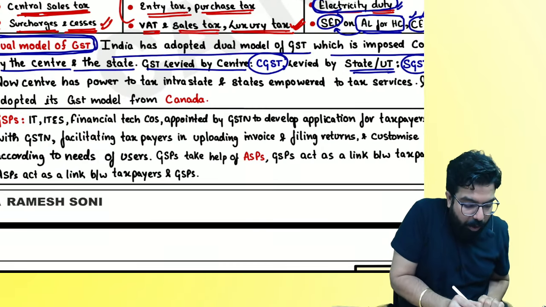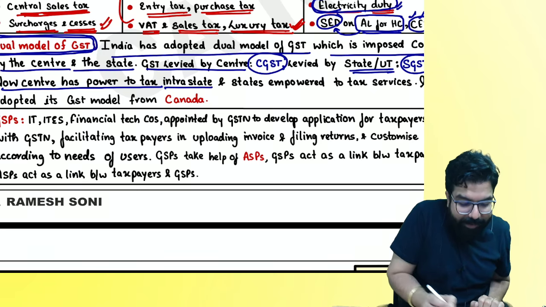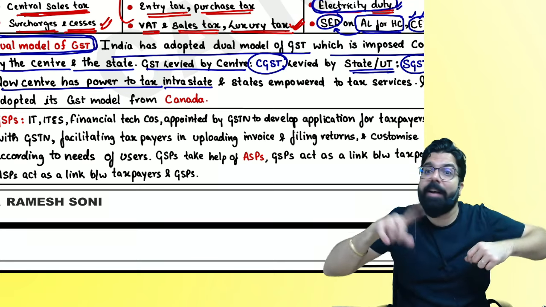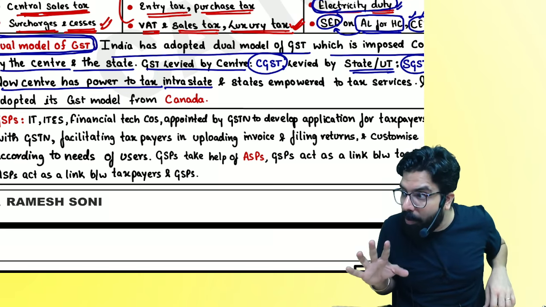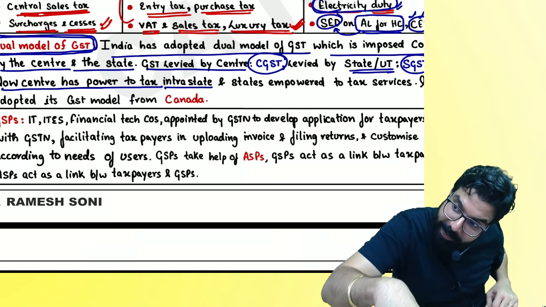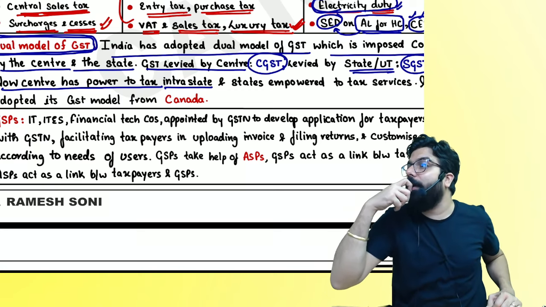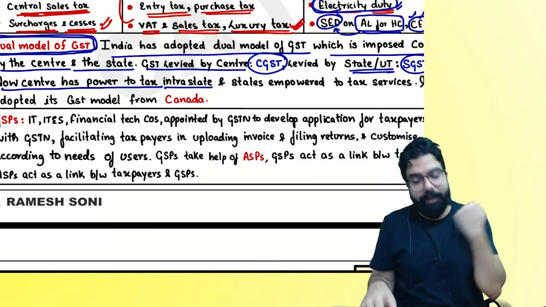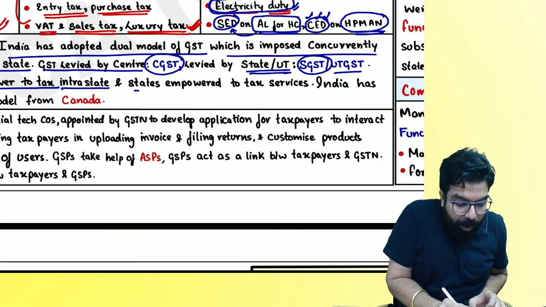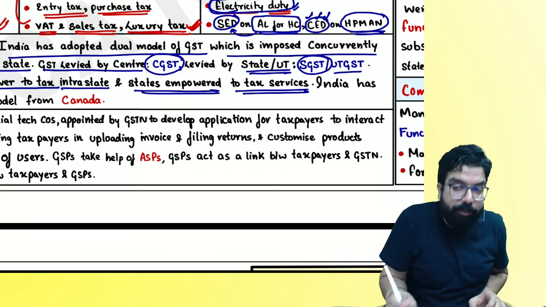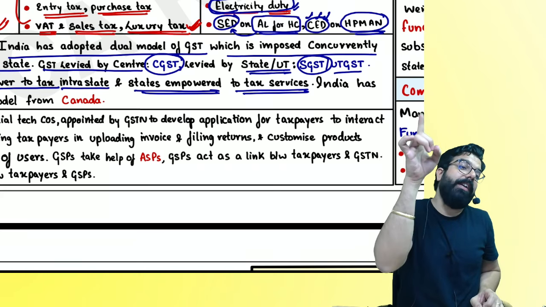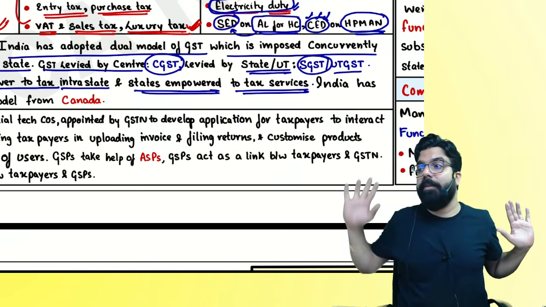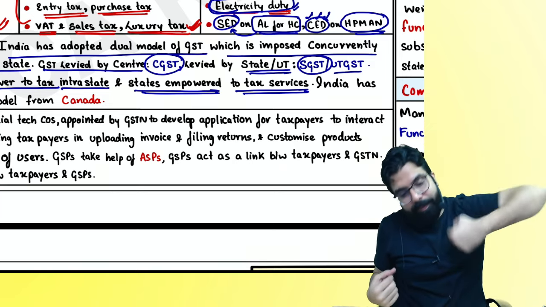Next. Now, the center has the power to tax intrastate sales. Earlier, whenever goods were sold within the state, VAT used to be charged. But now, can the central government also take tax on the sale of goods? Louder. Central government will charge CGST and state government will charge SGST. Earlier, who used to charge tax on services? Central. But now, for any service happening in India, central government charges CGST and state government charges SGST.